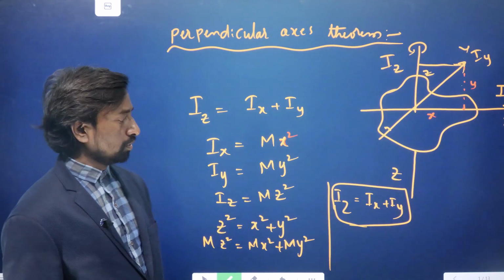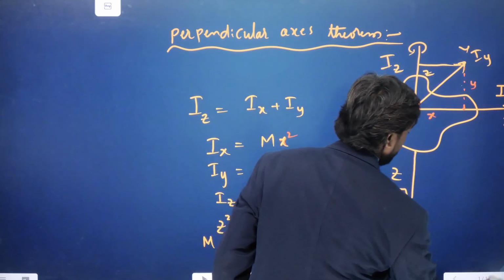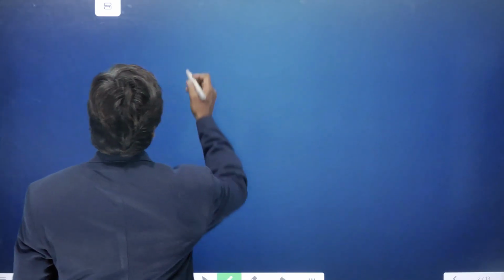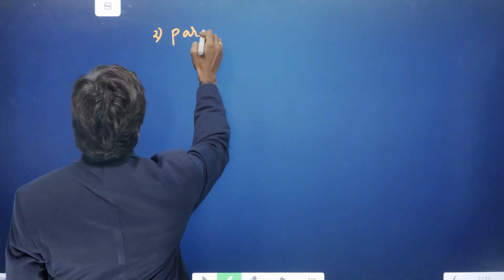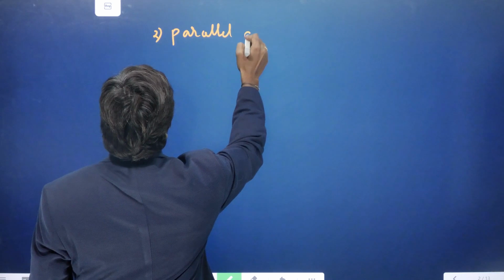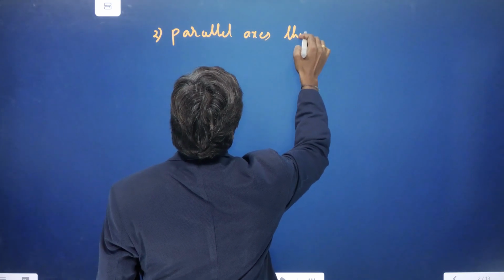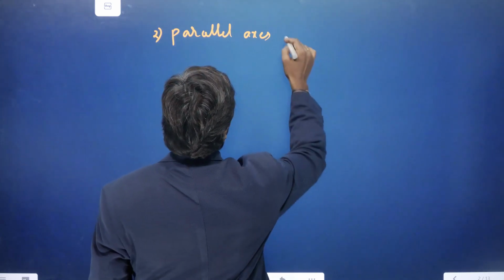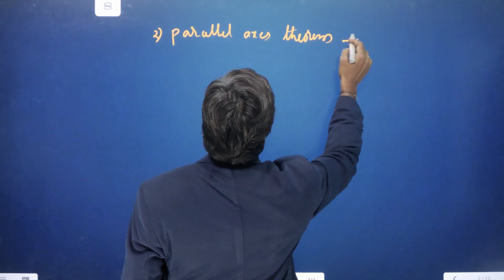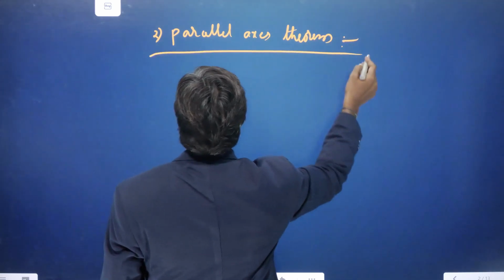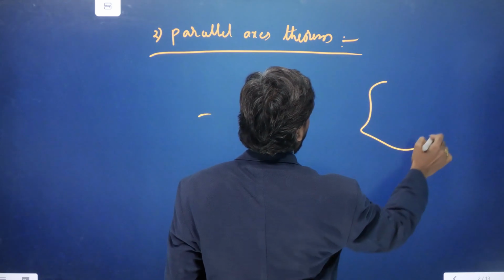Next we have the parallel axis theorem. Second one, parallel axis theorem. So according to this theorem, the parallel axis theorem says that, suppose we want to find the moment of inertia about any axis.